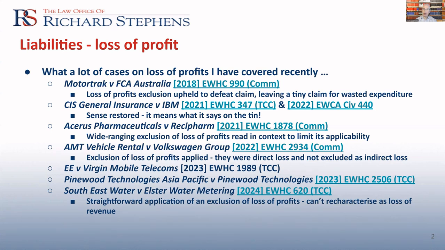It's the second time in recent years that the Court of Appeal has had to look at an exclusion of loss of profits. And it's that case I want to look at today. If you've been looking at a liabilities clause this morning, for example, you might like to get that out and have it open on the desktop, because in 20 minutes, you're probably going to want to revise it.